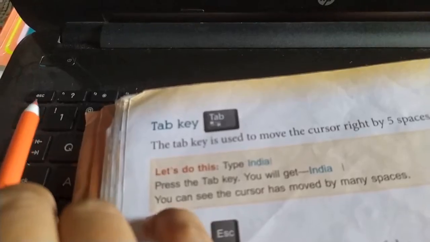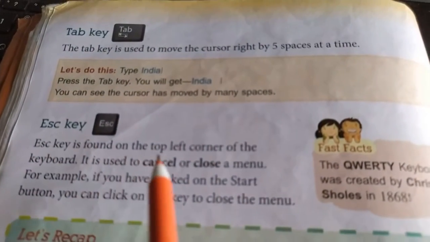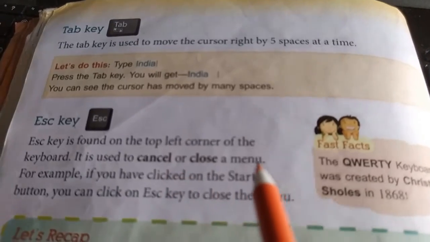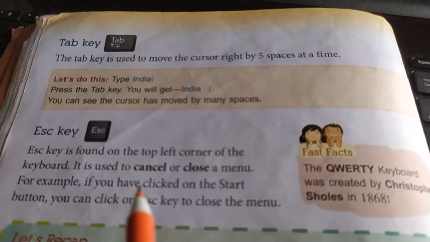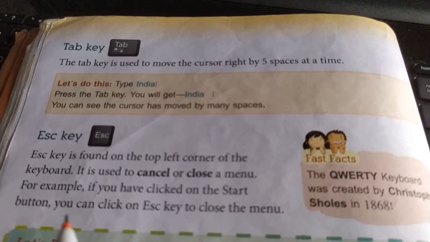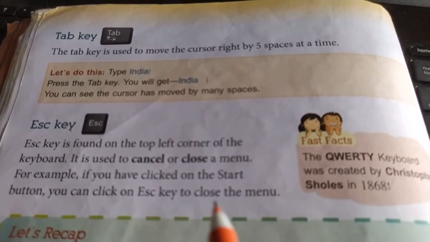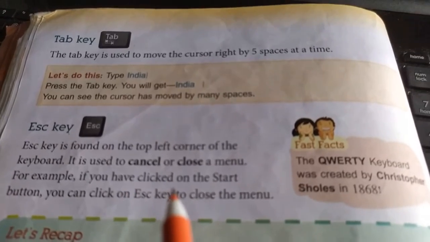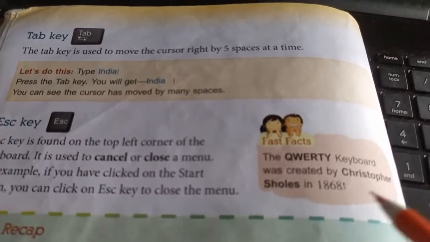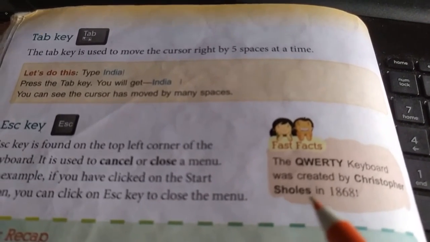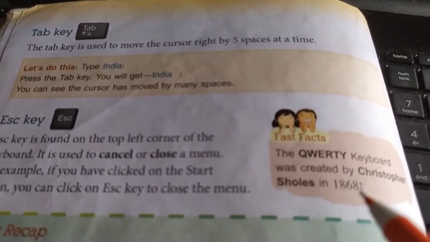Escape key. This one is the escape key. Escape key is found on the top left corner of the keyboard. It is used to cancel or close a menu. For example, if we have clicked on the start button, you will click on escape to close the menu. Clear? To cancel or close any menu, we use the escape key. The QWERTY keyboard was created by Christopher Sholes in 1868.